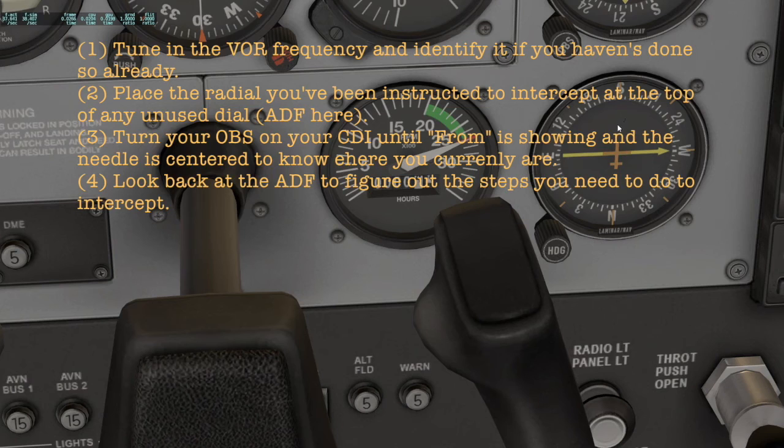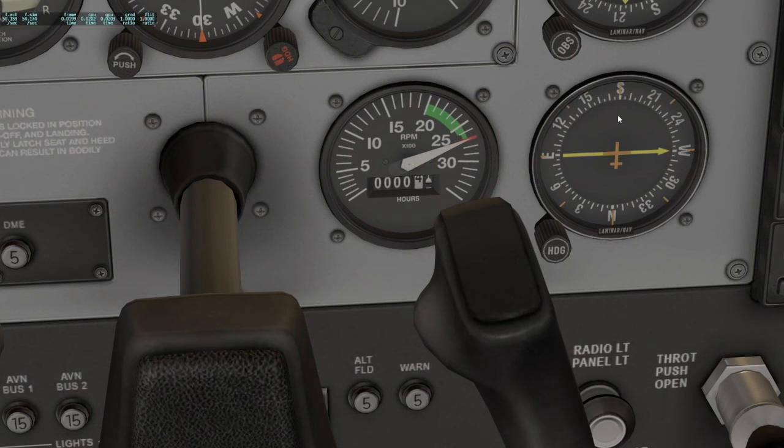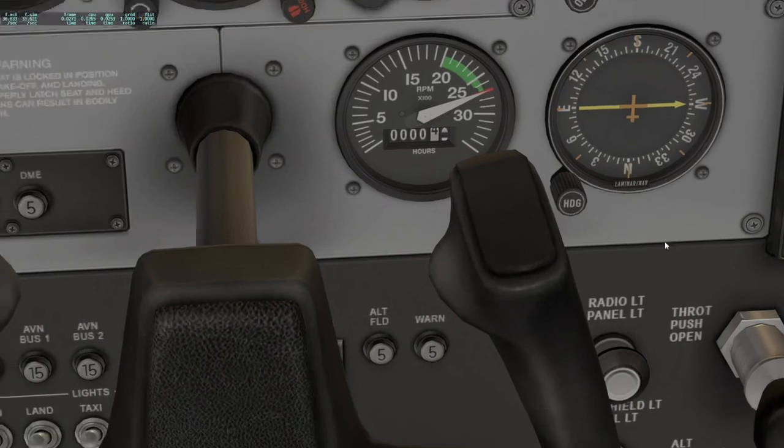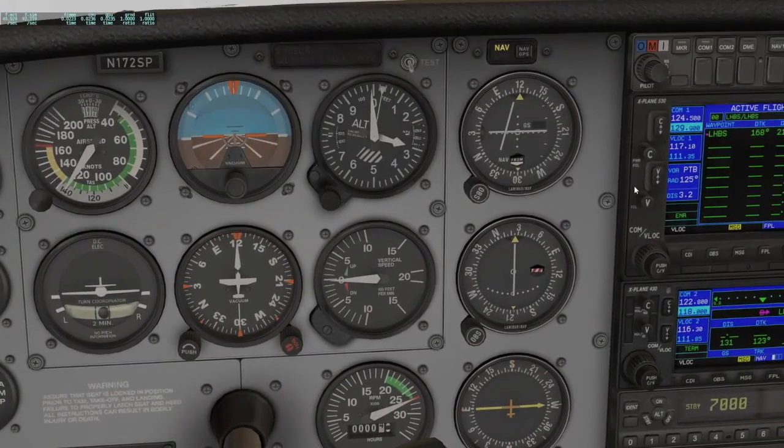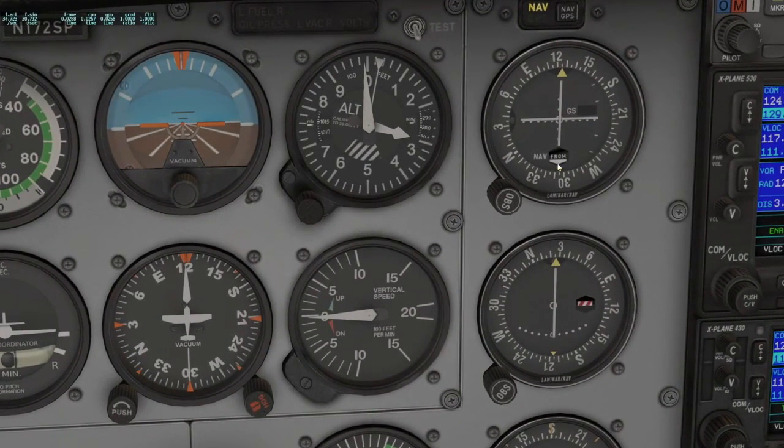This time it's outbound, which means we're going to go on this radial but outward, away from the VOR. So we're going to go straight south, not inbound, which would have been north. Okay, so now we set that radial on the top. The next thing is obviously to figure out where we are. So we keep turning the OBS until the needle is centered and we have a from indication. And I can see here I'm on the 125 radial, approximately.